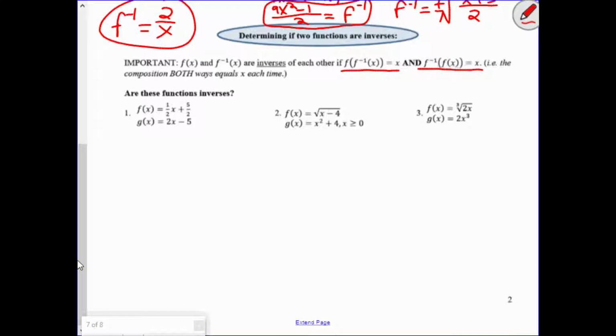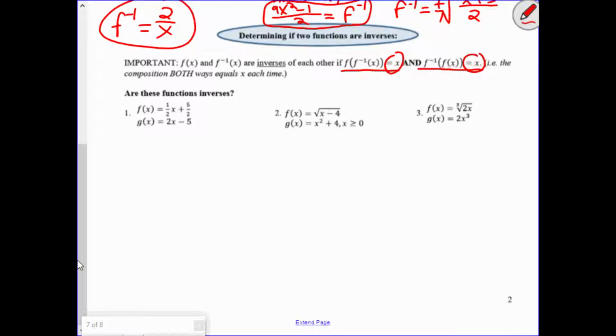If you get x each time, then they're inverses. If you get x for one and then something like negative 2x plus 3 for the other, those are not the same values, so they're not going to be inverses, right? This is why we learned composition a little bit early on and practiced it a little bit more, because you need composition to do this first one.